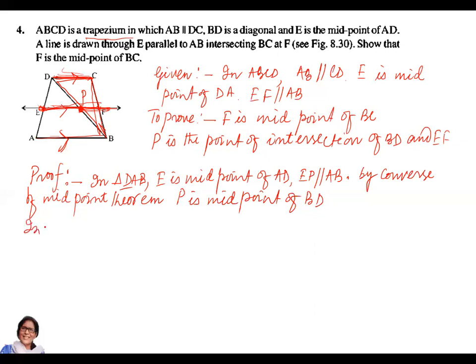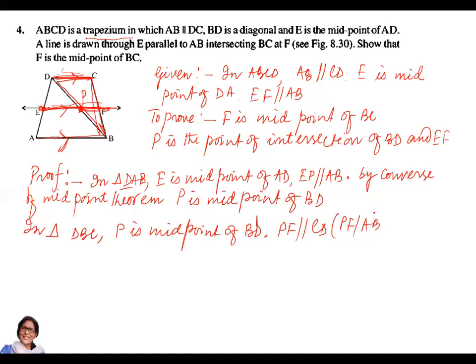Now in triangle DBC, P is midpoint of BD, we have proved. Now PF is parallel to CD. Why? PF is parallel to AB and AB is parallel to CD. So F is midpoint of BC. Hence proved.